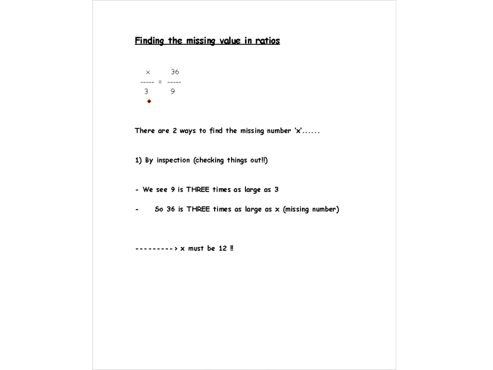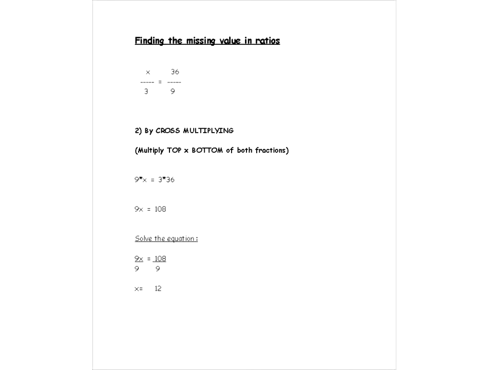So again, in this situation, you can do it just by looking at it. Okay, so x must be 12. But in other situations, you can't do that. Another way of finding the missing number is by cross-multiplying. In most situations, you're going to have to do that.